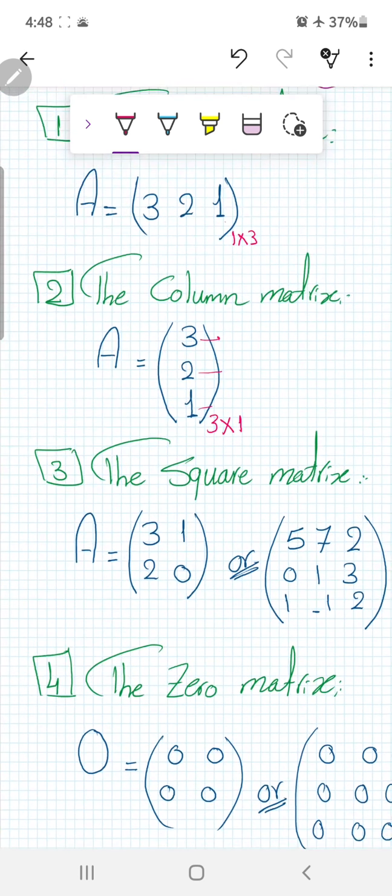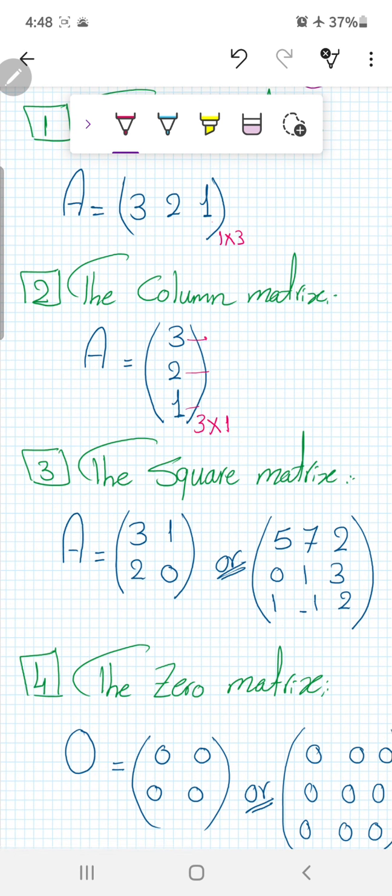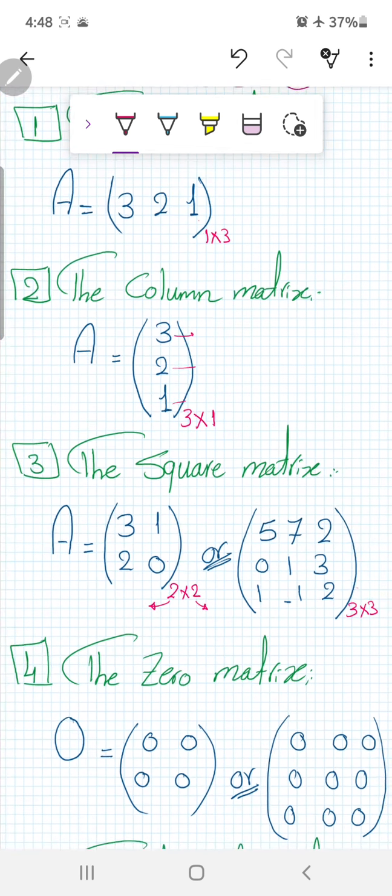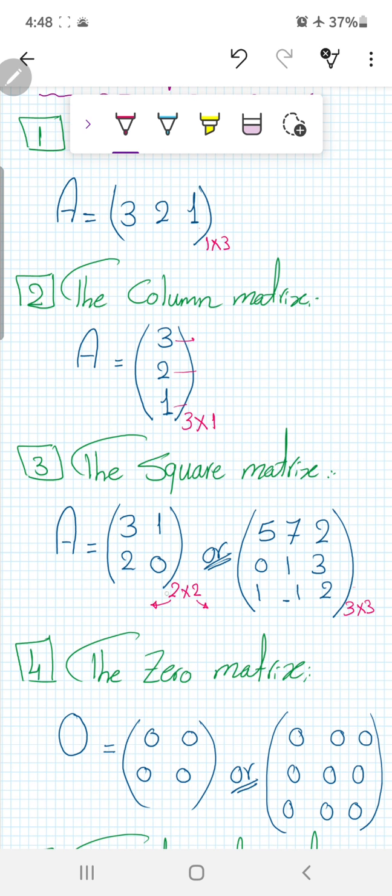Okay, the third one is the square matrix. What's the meaning of the square matrix? It's a matrix in which the number of rows equals the number of columns. Like here we have 2 rows and 2 columns, so the order here will be 2 times 2. Or here we have 3 rows and 3 columns. So the square matrix is a matrix in which the number of rows equals the number of columns.